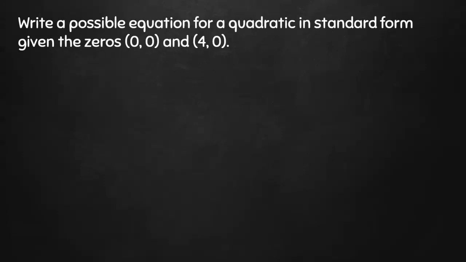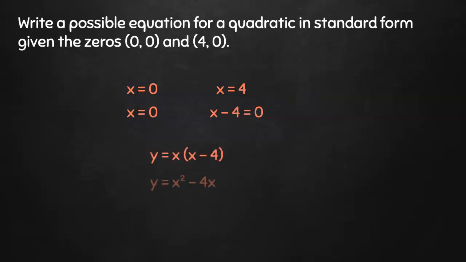Here you are given two other zeros, 0 and 4. So the factors the answers came from would have been x is equal to 0 and x minus 4. When I multiply my factors together, I'll distribute, and I get x squared minus 4x. And again, make sure you write in standard form, which I do have.